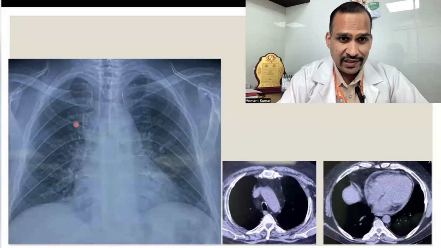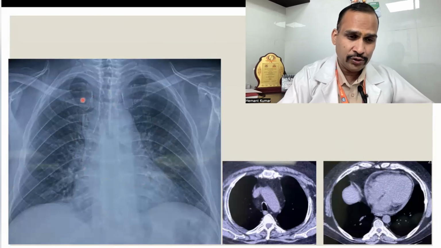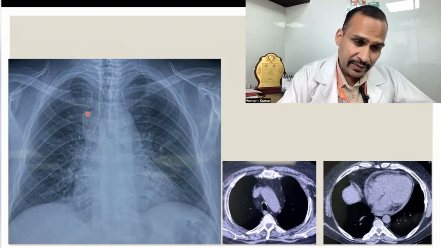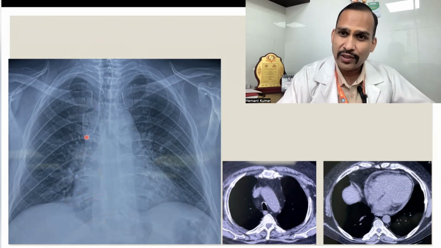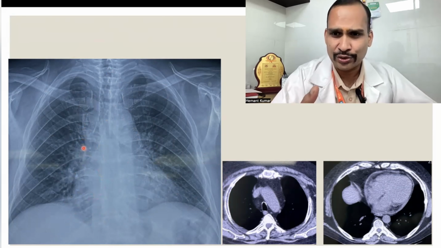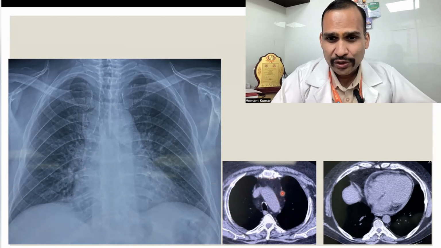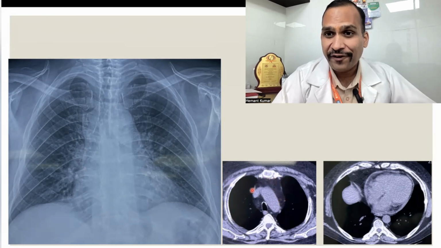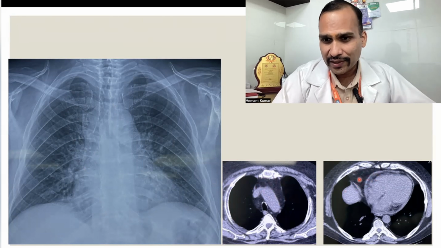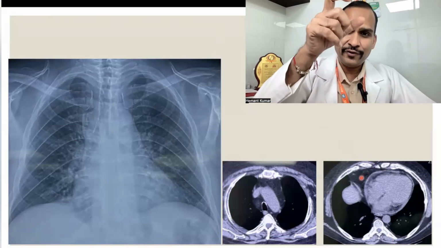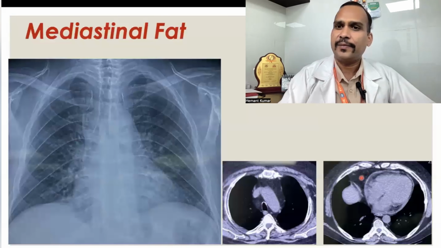Now this X-ray, if you see carefully, there's diffuse mediastinal widening. But if you see carefully, this mediastinal widening is not obscuring any structure. Because this is radiolucent, completely radiolucent. If we see the CT scan, this is a radiolucent thing. This is fat. See, this is the lower part. This is fat. So this is mediastinal fat, which is giving diffuse mediastinal widening. Okay, clear?